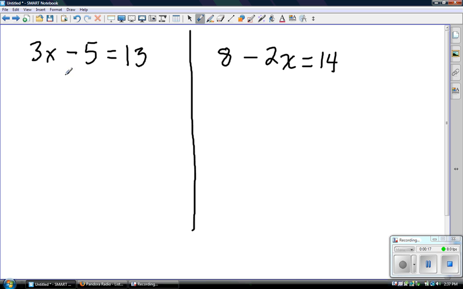Now, this equation is going to have two steps to it because there's two different operations that are happening on the same side of x. One is that it's being subtracted by 5, and it's also being multiplied by 3. There's a multiplication sign here, but we never write it.